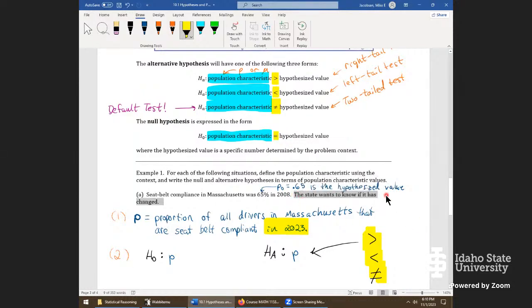The directionality comes from this sentence somewhere. Anyone spot the key word that's going to decide one of these three symbols?